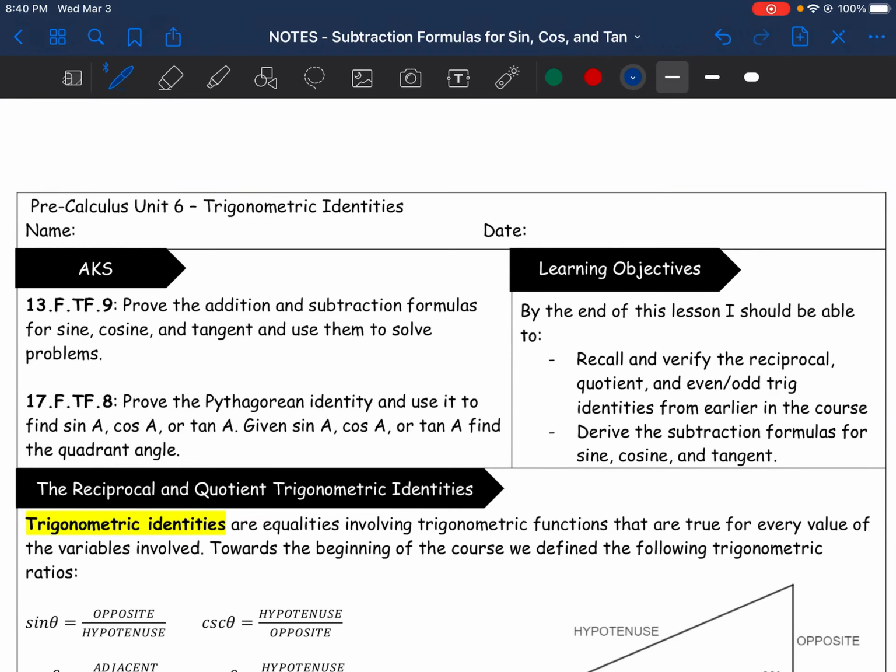In today's video, we're going to be verifying some very simple trig identities as well as deriving the subtraction formulas for sine, cosine, and tangent. Let's go ahead and get started.